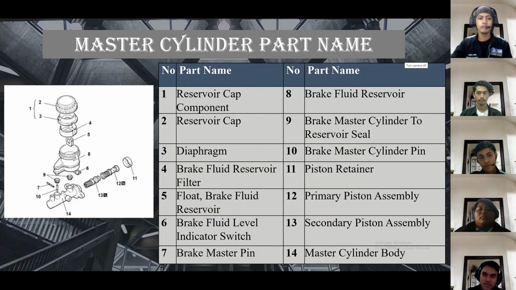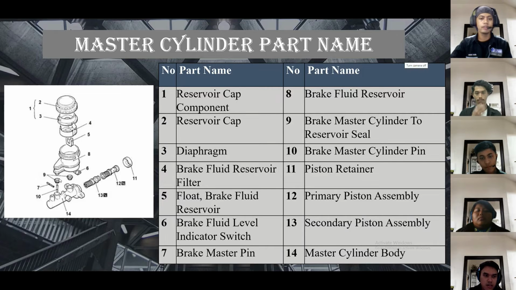First we have the reservoir cap component, number one. Then we have the reservoir cap, then the diaphragm. As we know, the reservoir cap component contains the reservoir cap and the diaphragm together. Next under them are the brake fluid reservoir filter, then the float brake fluid reservoir, and then number 6 is the brake fluid level indicator switch, and then the brake master pin.